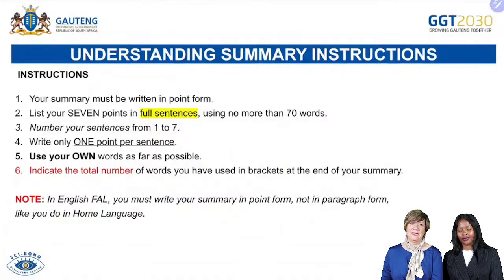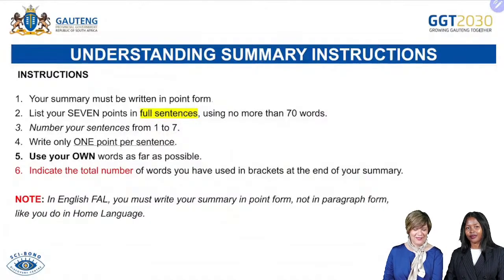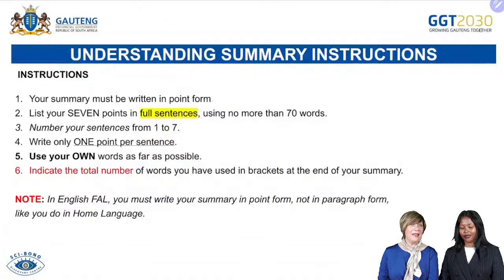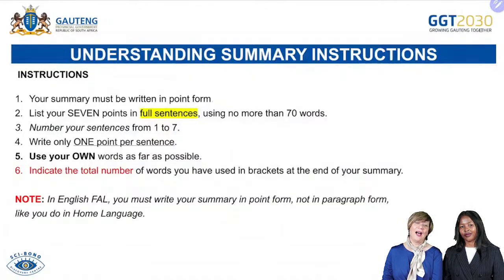Use your own words as far as possible. Now, there are numerous ways for you to do this, but you have to try to use your own words without changing the meaning. And then, when you're done, count your words and indicate the number of words you've used in brackets after the summary. Please remember, in First Additional Language, you have to write in point form. In Home Language, you will be required to write in paragraph form. So don't get the two mixed up.